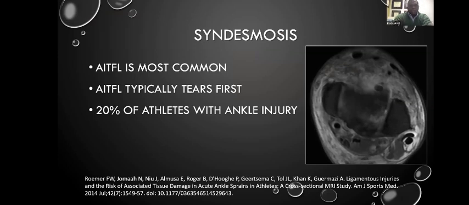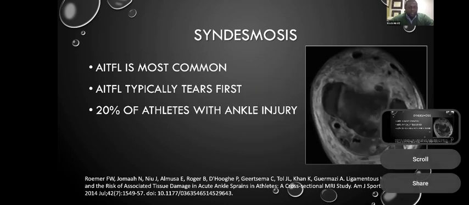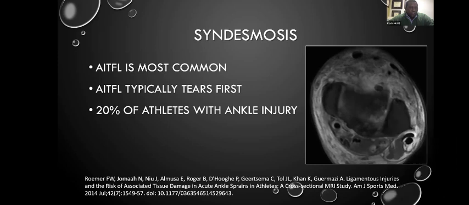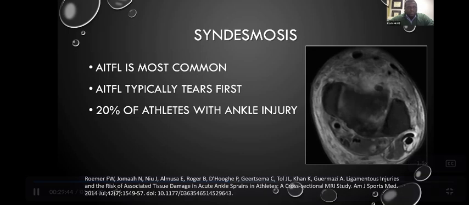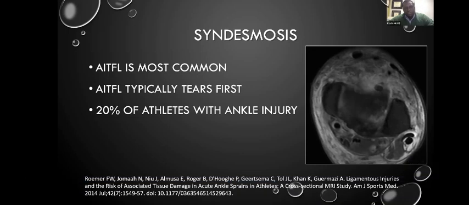As I said before, the AITFL is the most common injury you're going to see, and it's what they refer to as a high ankle sprain. That usually tears first, and it's a relatively common ankle injury for athletes. Remember, it's the internal rotation of the tibia and fibula with external rotation of the forefoot, and that's a pretty common position people find themselves in in basketball and football.